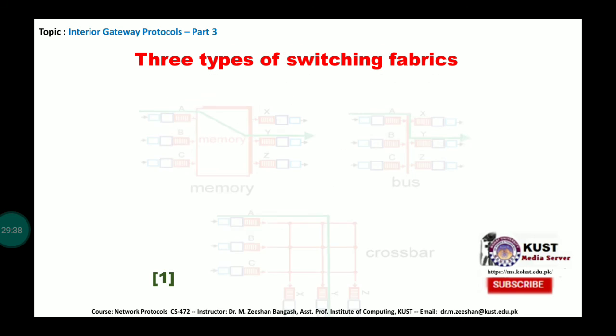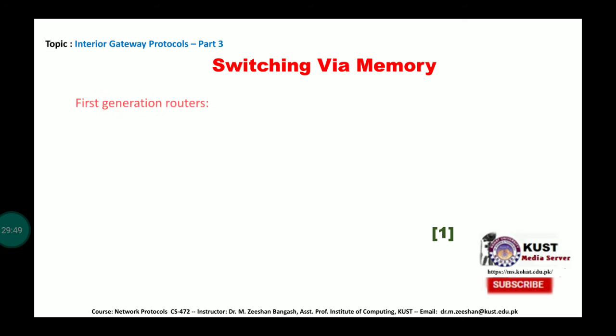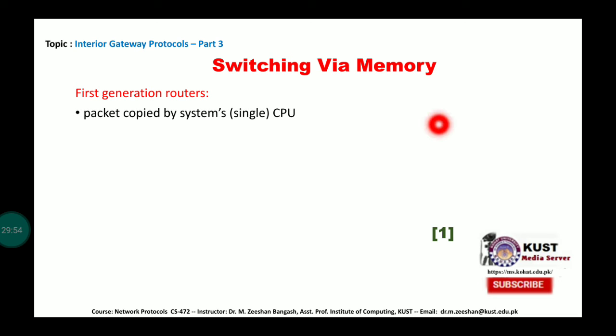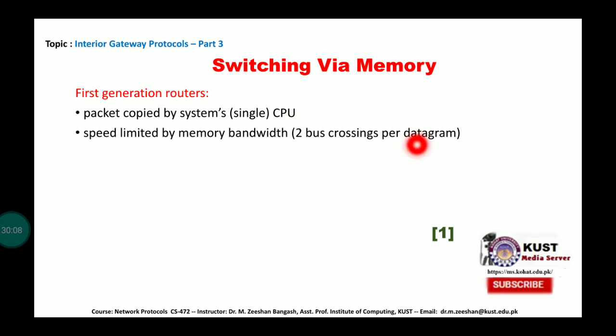Now there are three different types of switching fabric: memory switching fabric, bus switching fabric, and the crossbar switching fabric. The memory switching fabric was manufactured in the first generation of routers, and the packets are copied by the system's CPU, and then the speed is limited by the memory bandwidth.